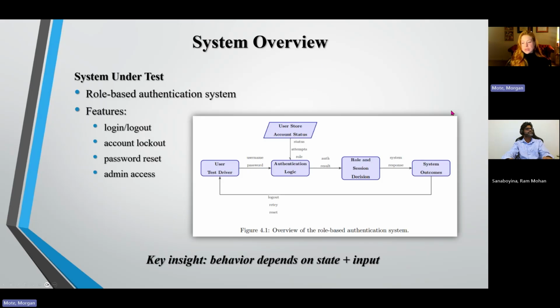This visual shows the system under test and includes functionality such as login, logout, password reset, account lockout, and admin access. A key characteristic of this system is that its behavior depends on both the input values and the current system state. So even correct credentials may not result in a successful login if the account is locked or requires a password reset.